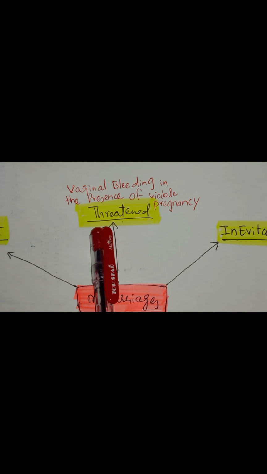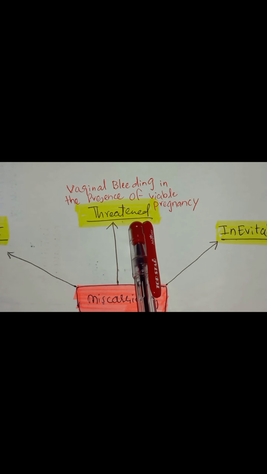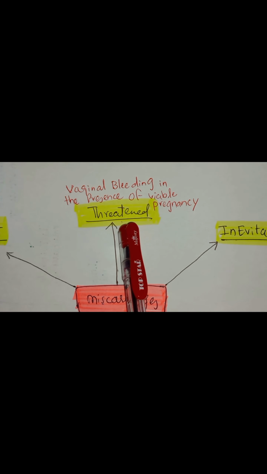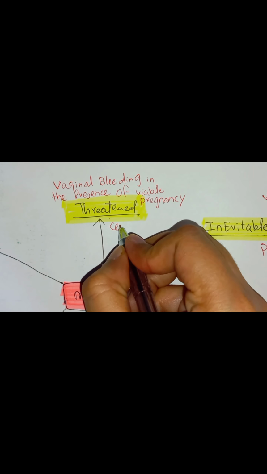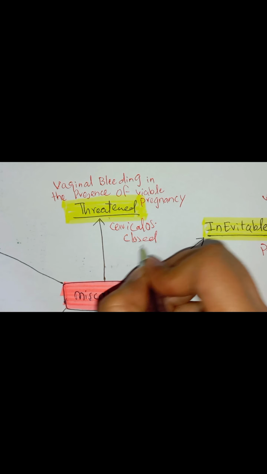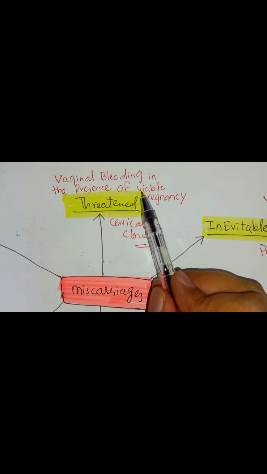Now let us discuss the different types of miscarriages and how to differentiate between them. First of all, threatened miscarriage. As is prominent from its name, there is a threat to the pregnancy. In the presence of threatened miscarriage, vaginal bleeding is present, but the cervical os is closed in this case, and the pregnancy is viable.